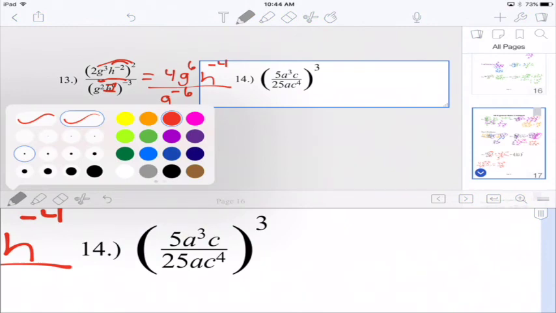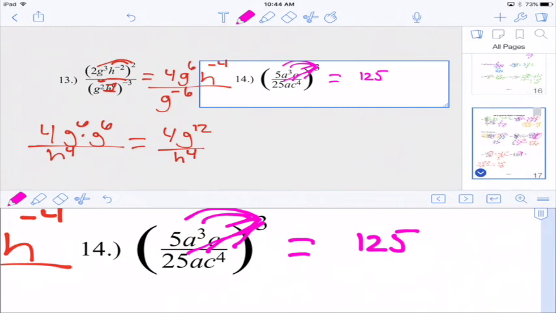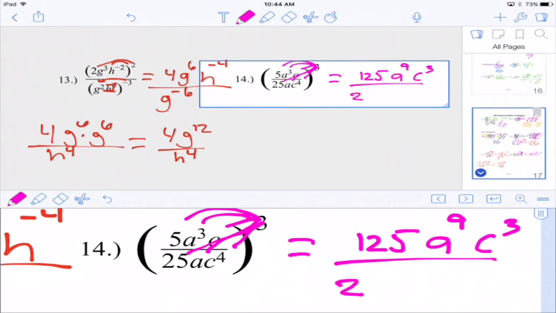And lastly, I'm going to raise everything to the 3rd power, everything in that parenthesis. So that means 5 to the 3rd is 125. A to the 3rd, so that's a to the 9th. C to the 3rd, 25 to the 3rd, and a to the 3rd, c to the 4 times 3, 12.